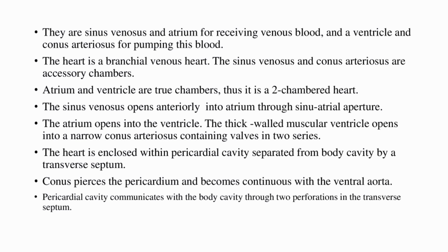The sinus venosus opens anteriorly into atrium through sinoatrial aperture. The atrium opens into the ventricle. The thick-walled muscular ventricle opens into a narrow conus arteriosus containing valves in 2 series. The heart is enclosed within pericardial cavity, separated from body cavity by a transverse septum. Conus pierces the pericardium and becomes continuous with the ventral aorta. Pericardial cavity communicates with the body cavity through 2 perforations in the transverse septum.